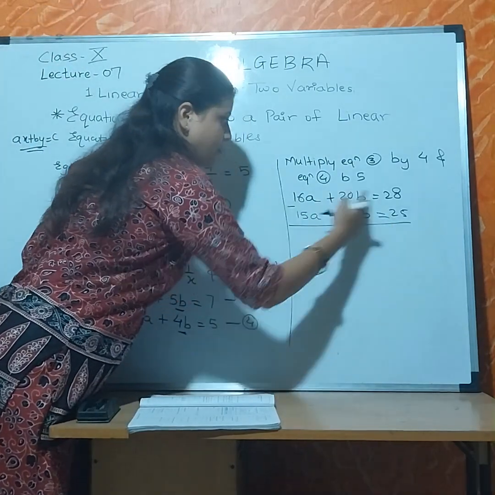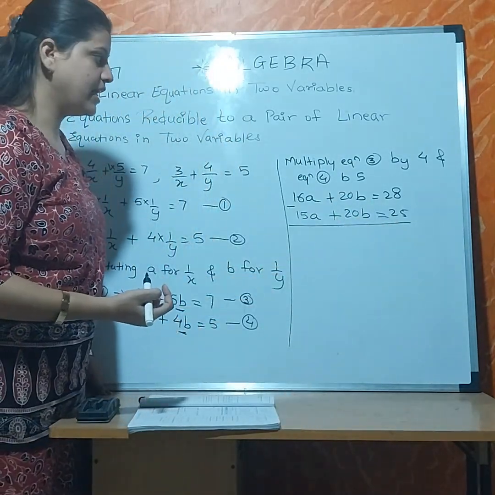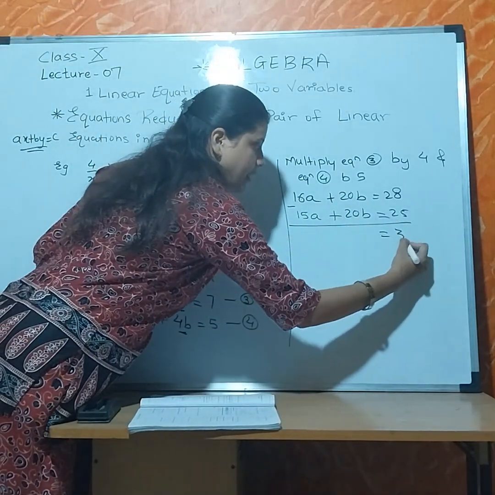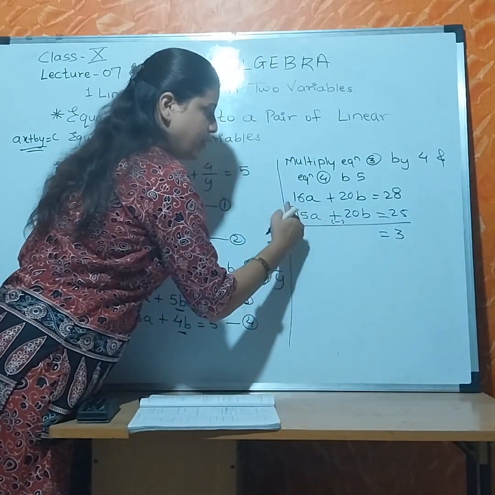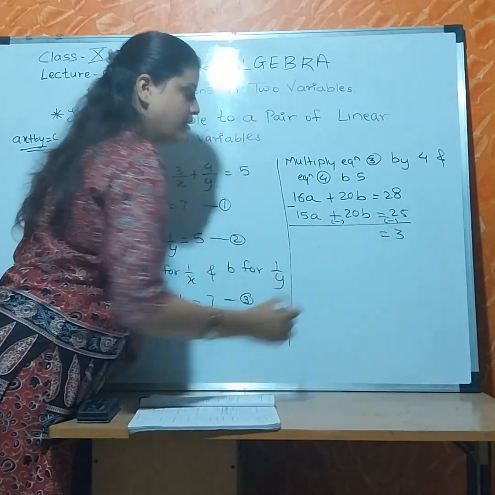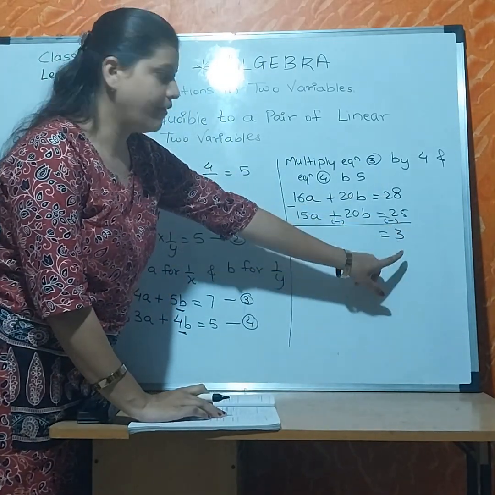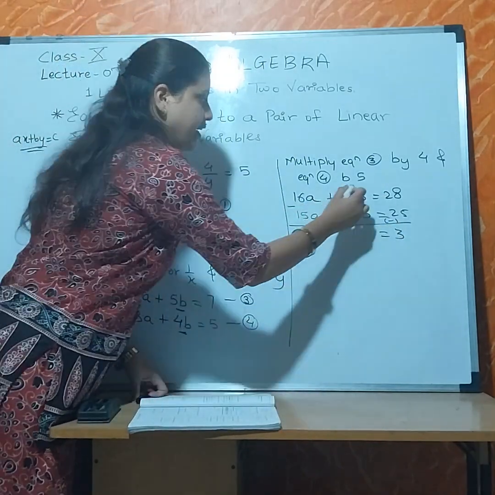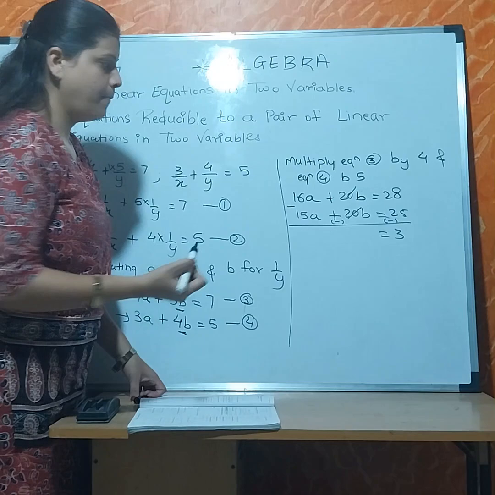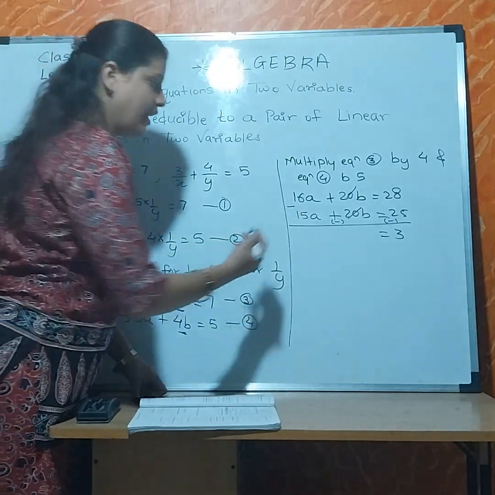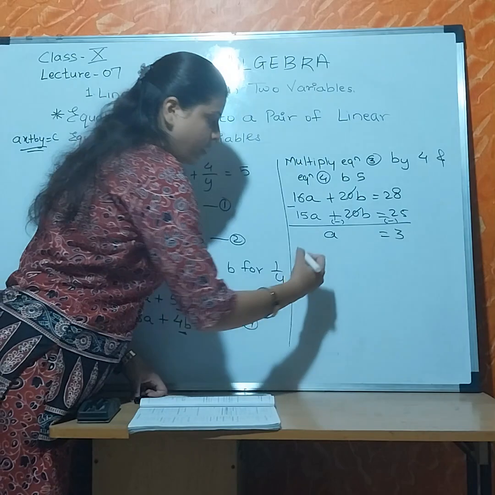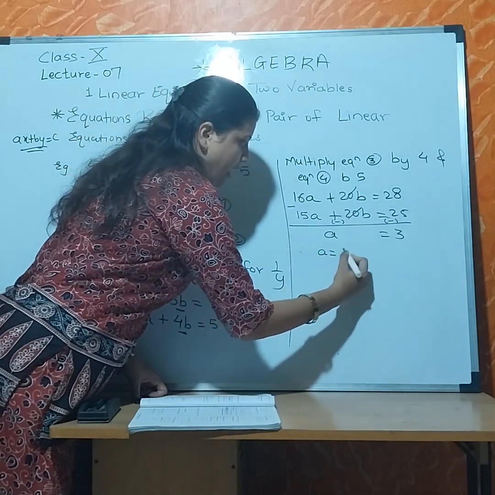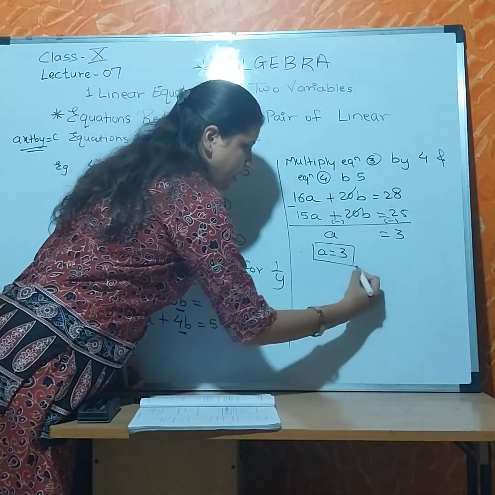Now see, 28 minus 25, what is the answer? 3. And here minus plus becomes minus. Similarly, minus plus minus. So 28 minus 25, 3. Plus 20b minus 20b cancel. And 16a minus 15a is nothing but 1a. 1a we can write simply as a. So we got the value of a as 3.